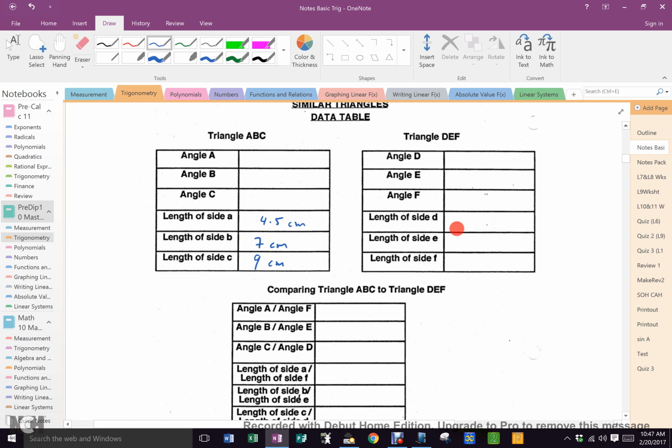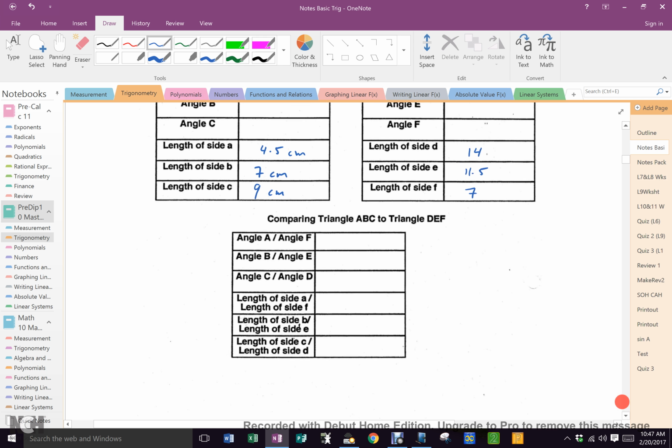What do we have for D, E, and F? Little d. I'd give it 14 centimeters. You're going to give it 14? Cool. Little e? 11.5. And little f? 7. All right, everybody cool? Okay.